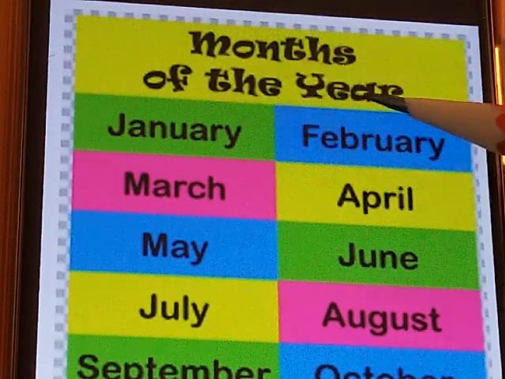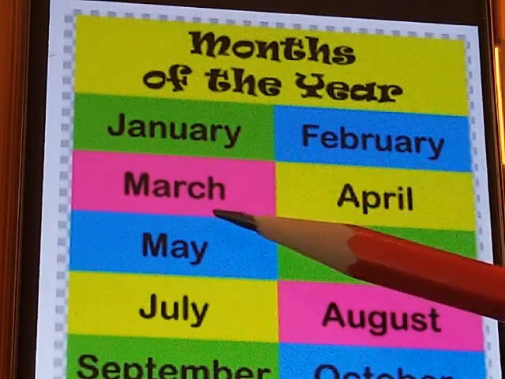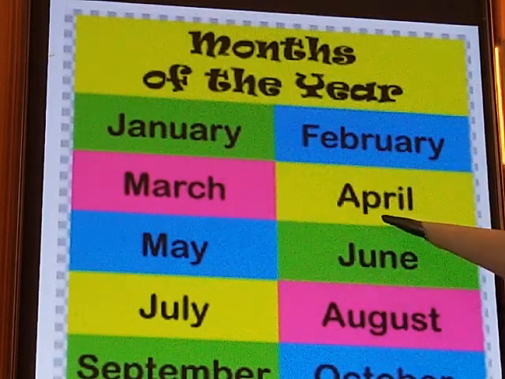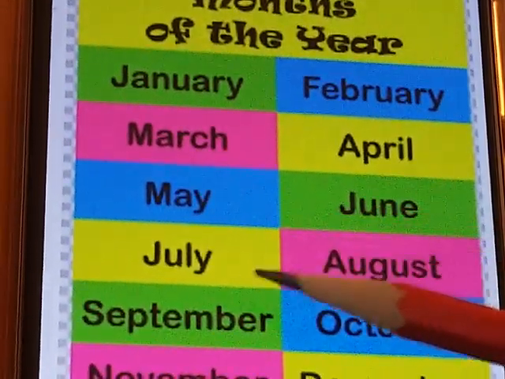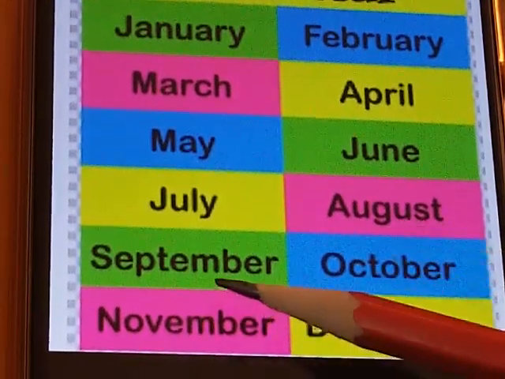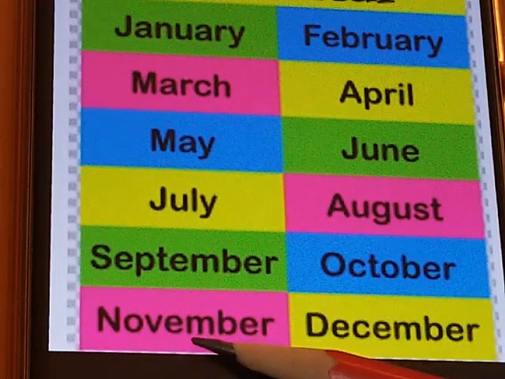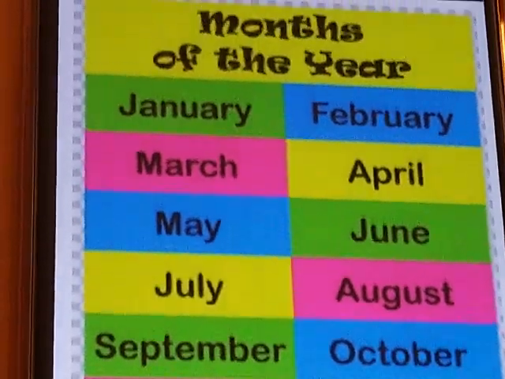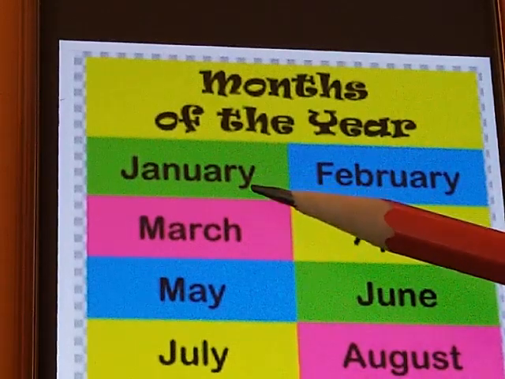Months of the year: January, February, March, April, May, June, July, August, September, October, November, December. Now read with me with spellings.